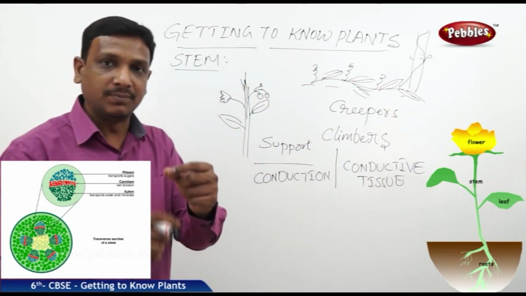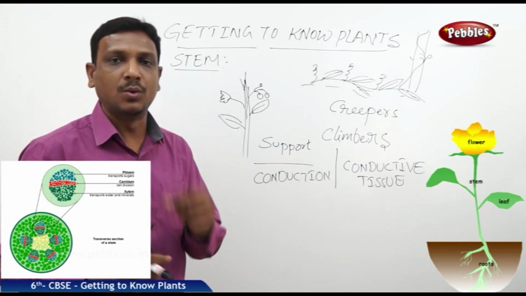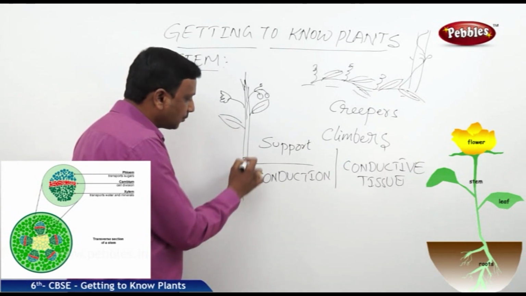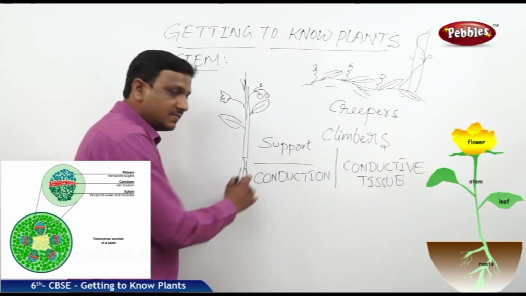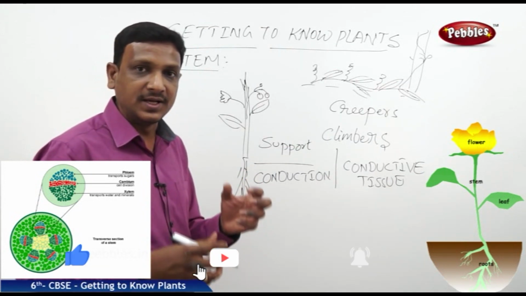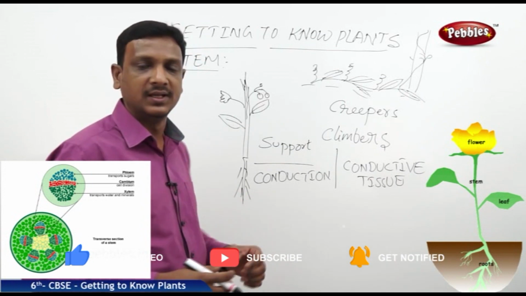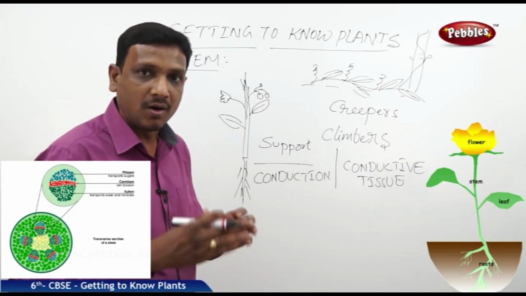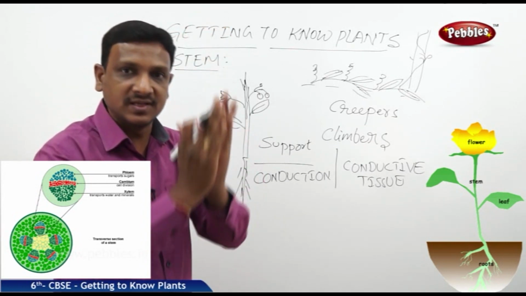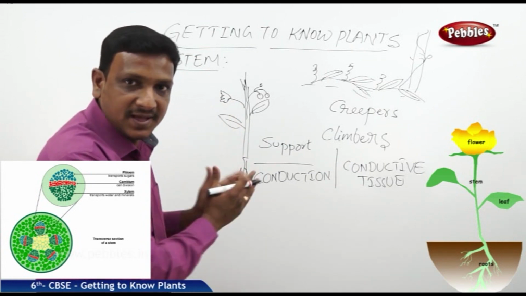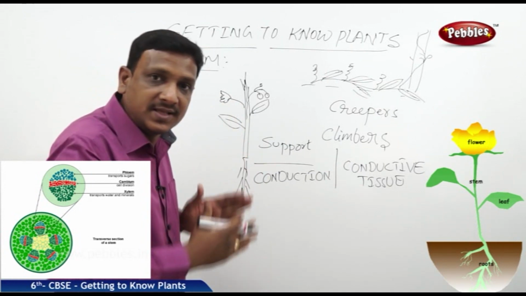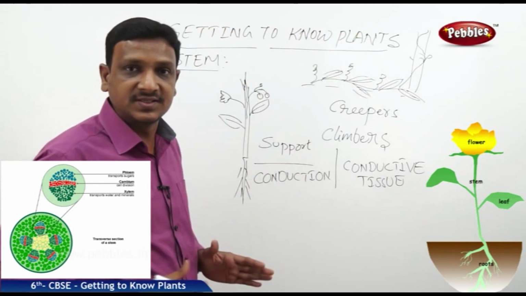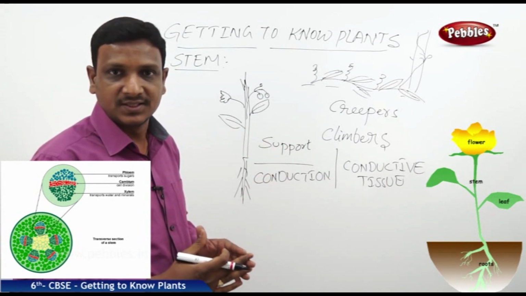So there are some special pipelines inside the stem which conduct the water and mineral salts. You know that a plant has a root under the soil. The root anchors the plant in the soil and also absorbs water and minerals from the soil. Whatever water and minerals are absorbed by the plant are taken through special vessels or pipelines present inside the stem. These pipelines carry the water and minerals to different parts like leaves, flowers and fruits. So this is the transportation system, right?